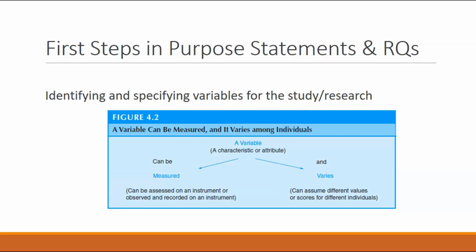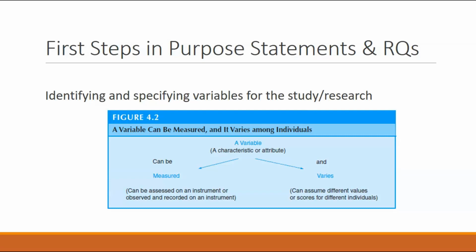I'm going to show a few examples in a minute, but one of the very first steps in developing a good purpose statement and ultimately research questions is identifying and specifying variables. Next week in the module, there'll be in-depth coverage of variables, but just as a quick overview, as you can see from this little figure here, a variable is really just some type of characteristic or attribute, something that can be measured, and it varies among the individuals.